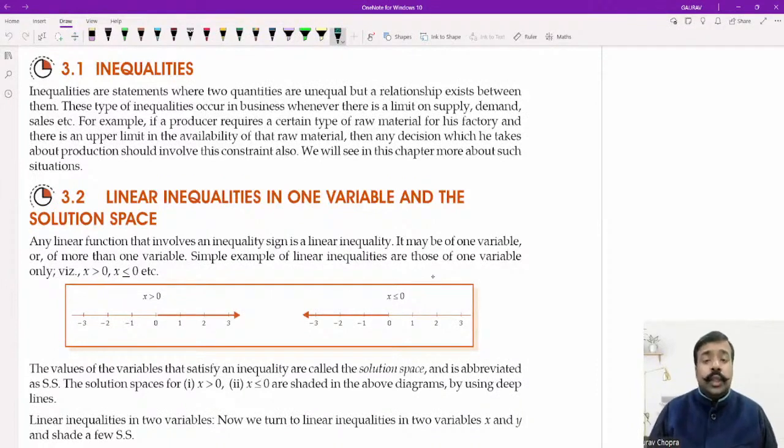So, in today's session, we are going to discuss one of the easiest chapters, which is inequality.